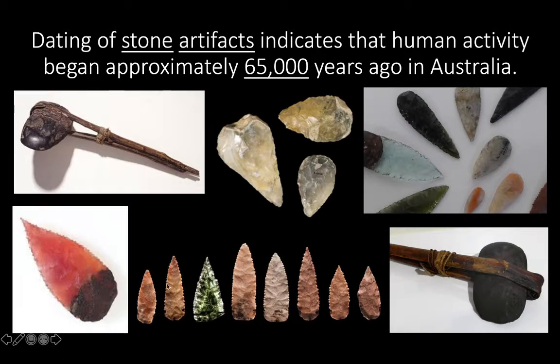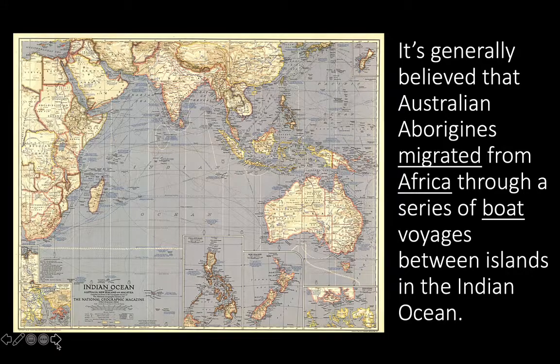Some of the stone artifacts were a little bit exciting in Australia because they weren't all entirely stone. Some of them were made of precious gems, and you can see some beautiful examples here. So how did people that were of African descent get all the way to Australia?